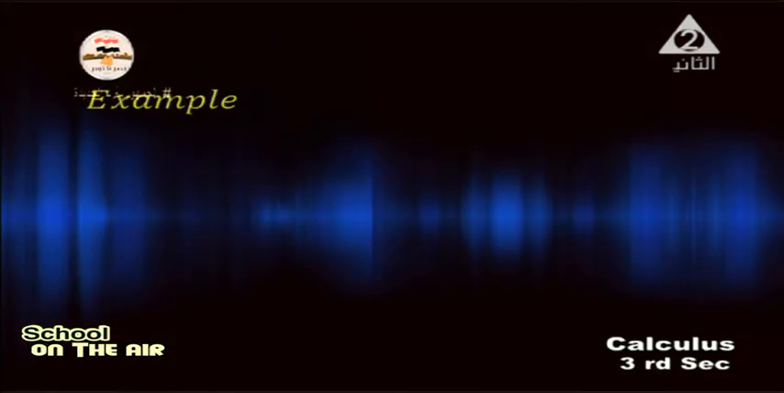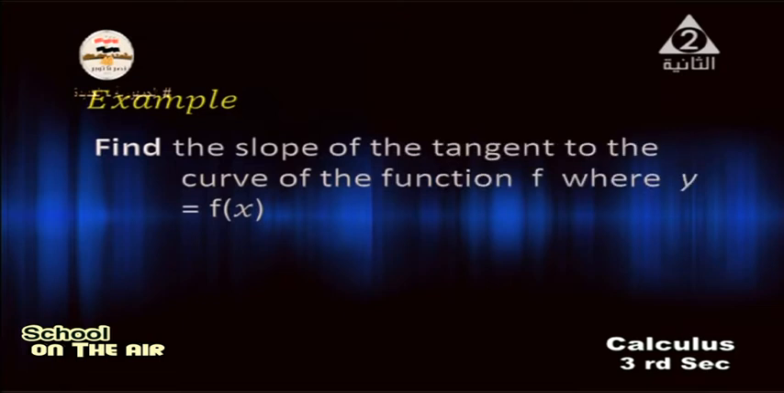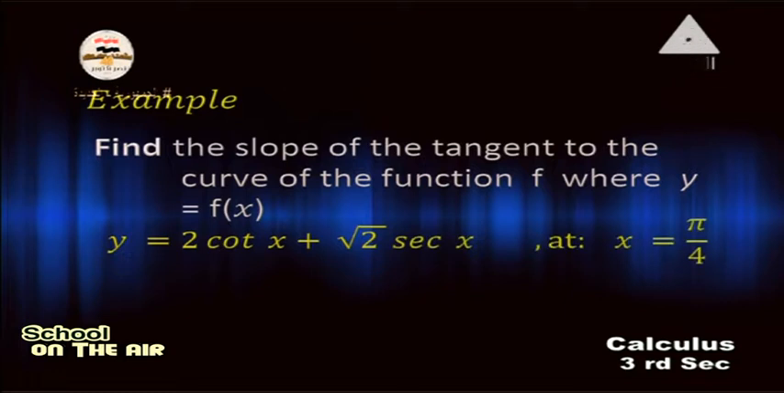Another example. Find the slope of the tangent to the curve of the function f, where y equals f of x, if y equals 2 cotan x plus square root 2 sec x at x equals pi over 4.